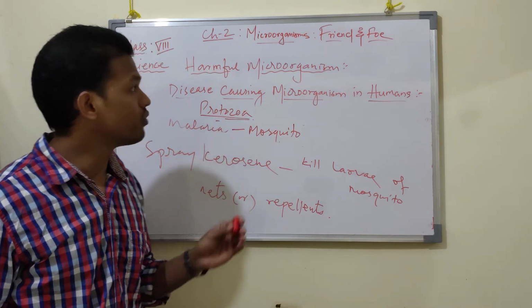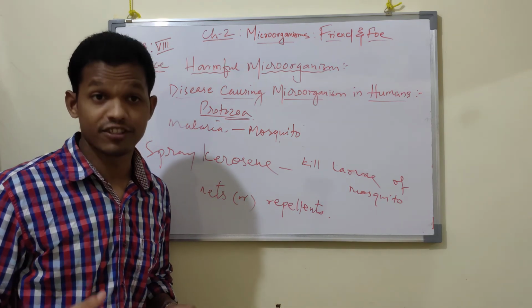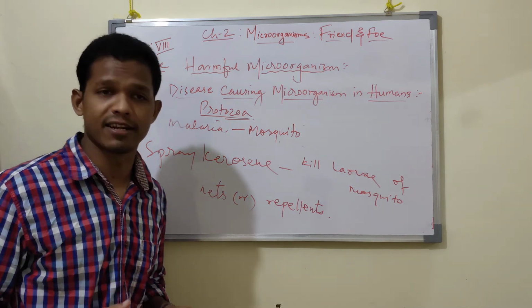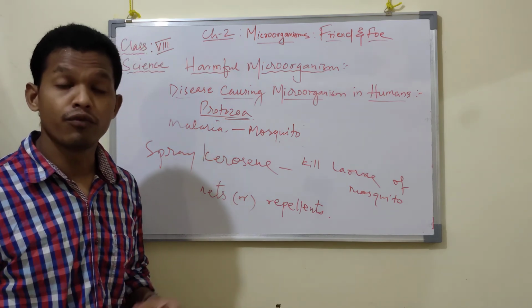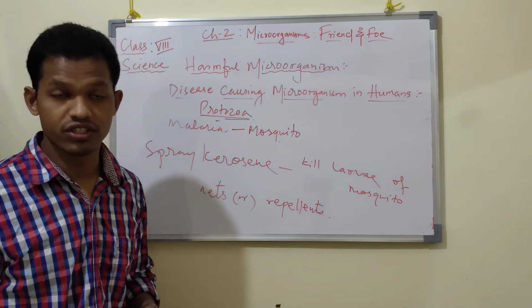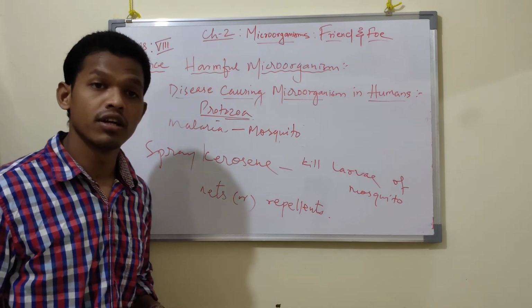I hope this much is enough for today. In the next video we will learn about diseases in animals and plants, and also study food poisoning, preservation of food, then nitrogen fixation. The last three or four topics are left. Then we'll complete this chapter.